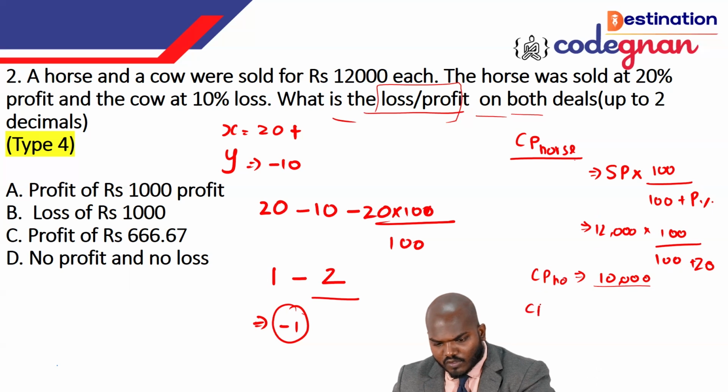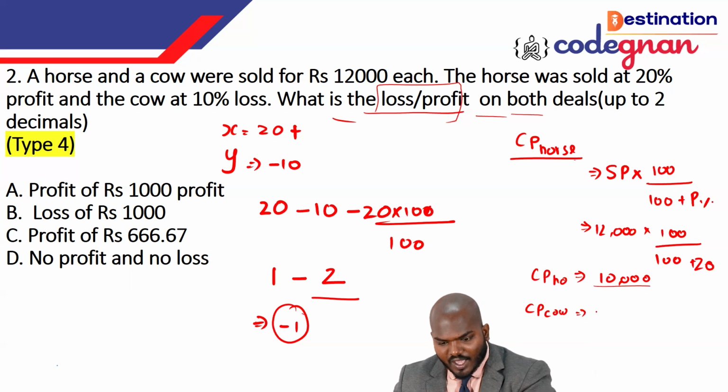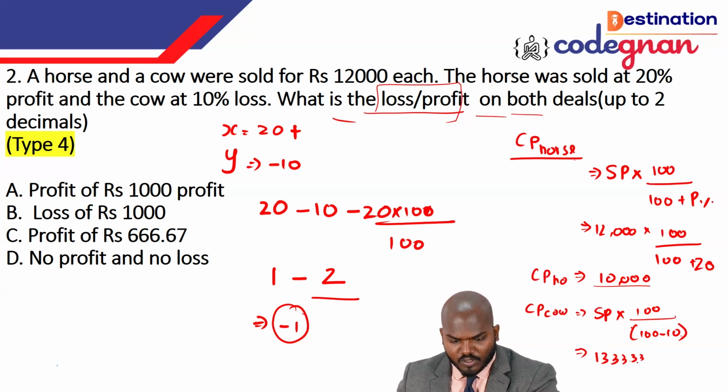Now if you want to find the cost price of the cow, the cow is sold at a 10% loss. Again, SP times 100 by 100 minus loss percentage, where the loss percentage is 10% here. If you work this out, guys, it will give you the value 13,333, and the 3s will keep on going there.